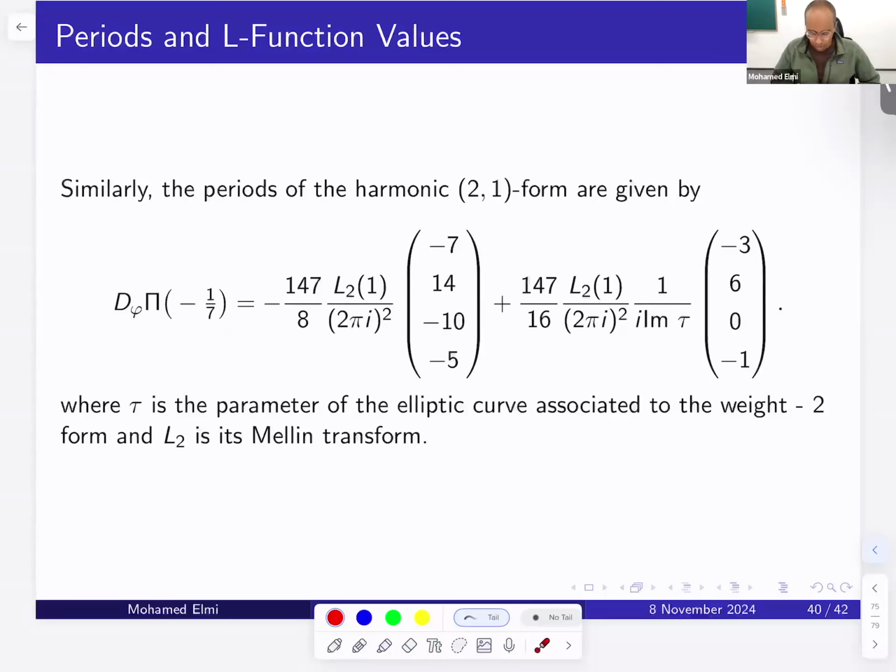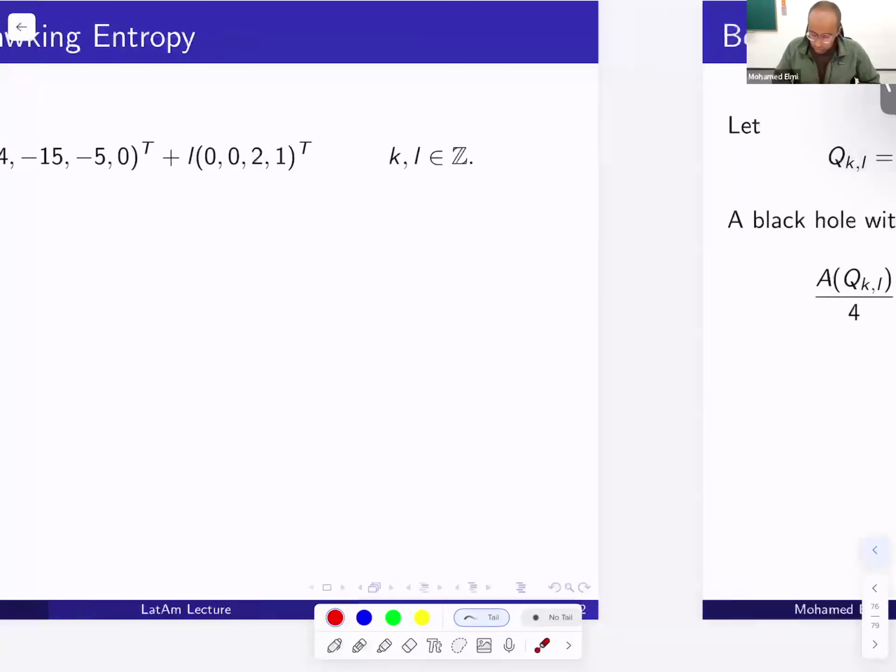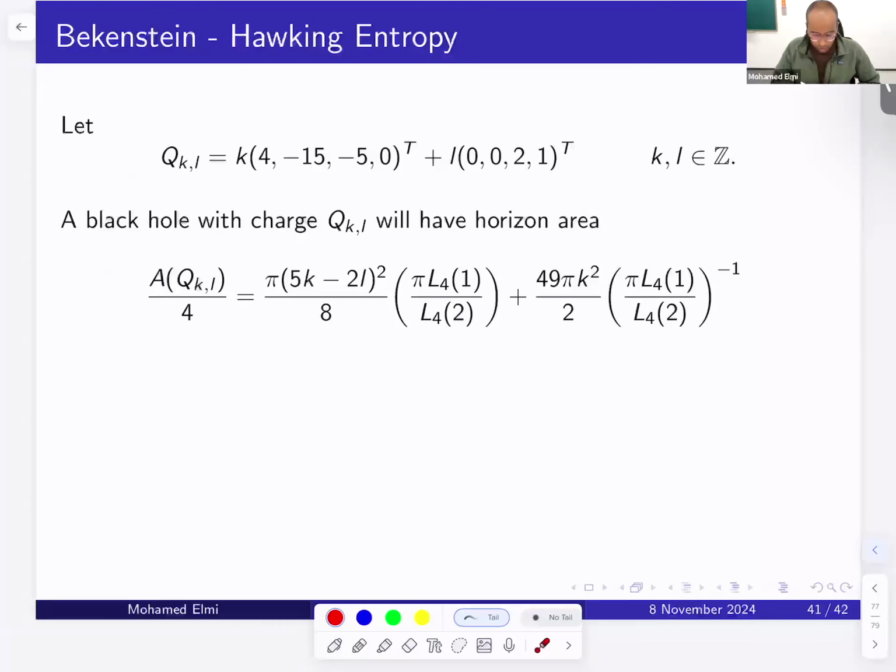Okay, but what does this mean physically? Well, the best clue we have, I believe, is this formula for the horizon area of black holes. We can compute this in terms of the periods, and so you have a rank 2 lattice of possible charges that this black hole at this attractor point can have. You take any linear combination of these, and the associated black hole will have horizon area given in terms of these L values.